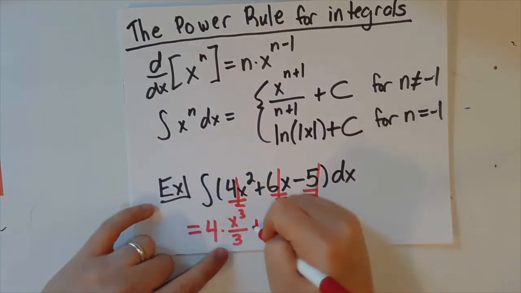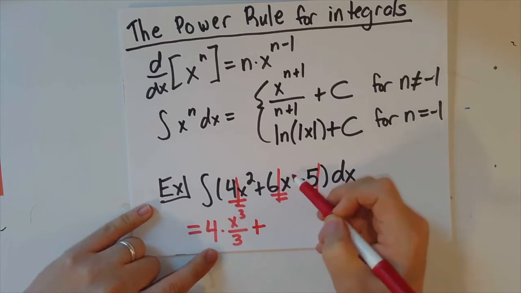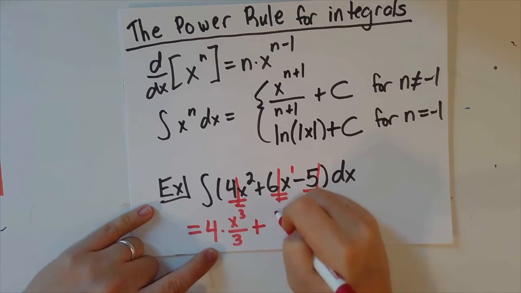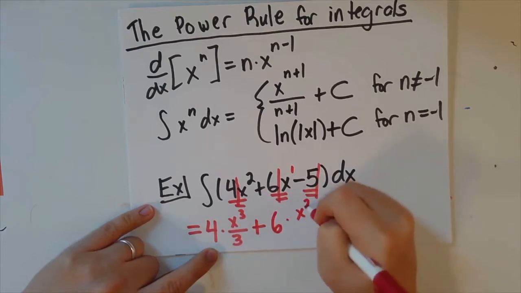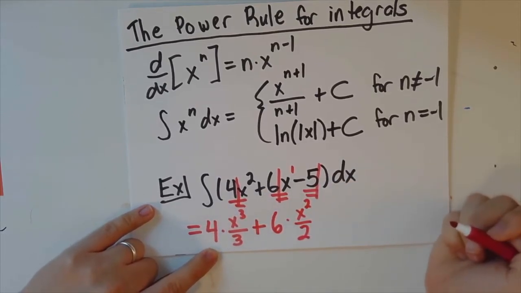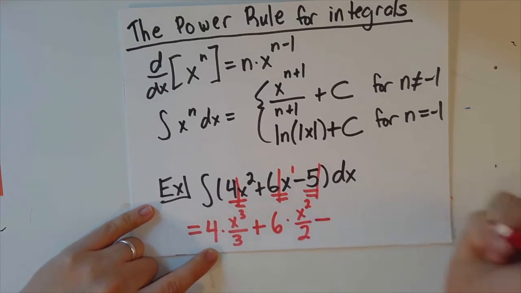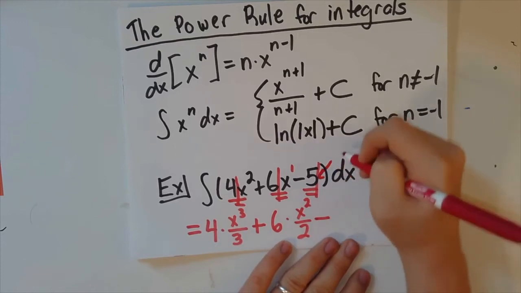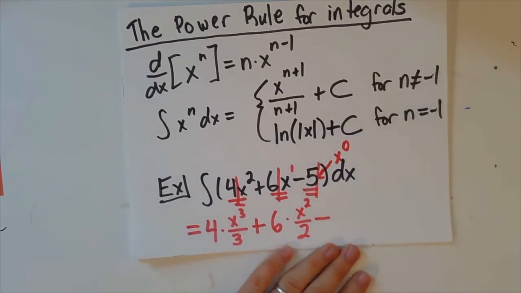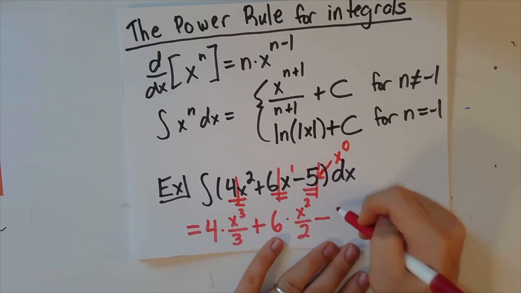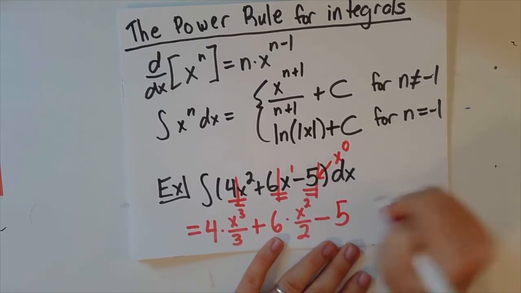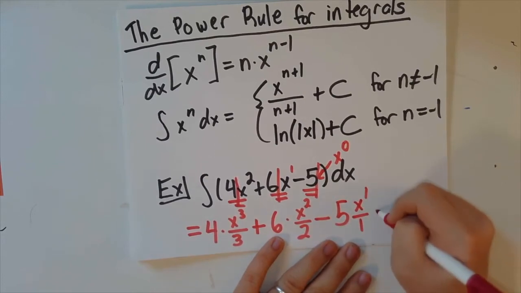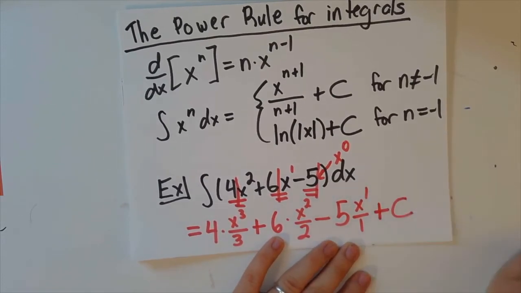Okay. Plus, and now this is a 6x to the first power. So when I integrate that, I'm going to get 6 times x squared over 2. And then minus, and then this minus 5, you might not realize it, but it's really a minus 5x to the 0th. And so the integral of x to the 0th is going to be x to the 1 over 1. And then I have to remember my plus c.